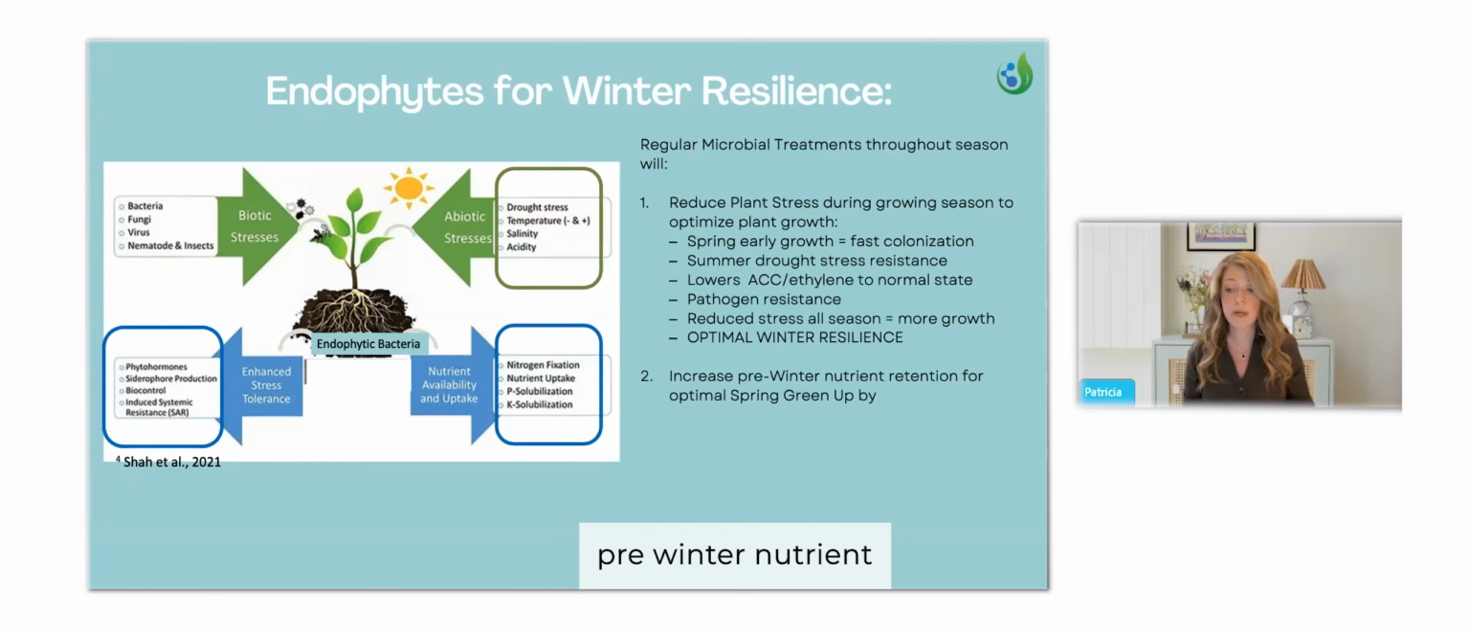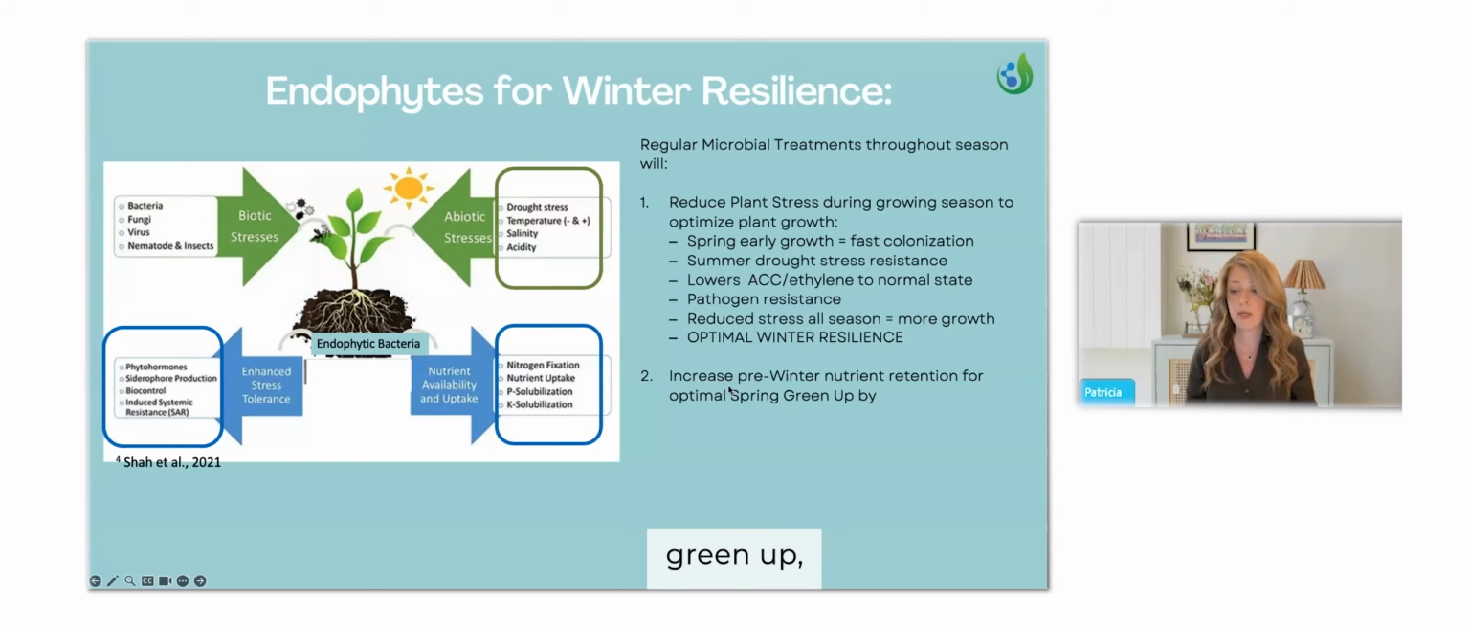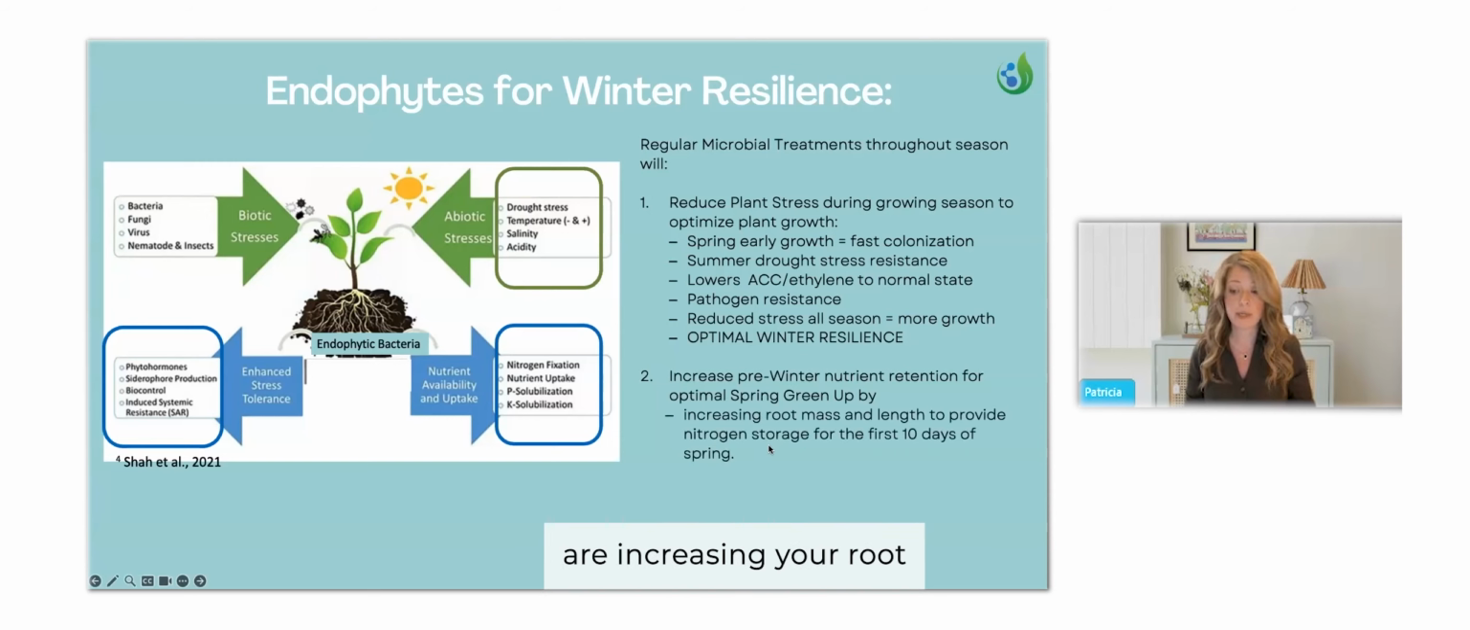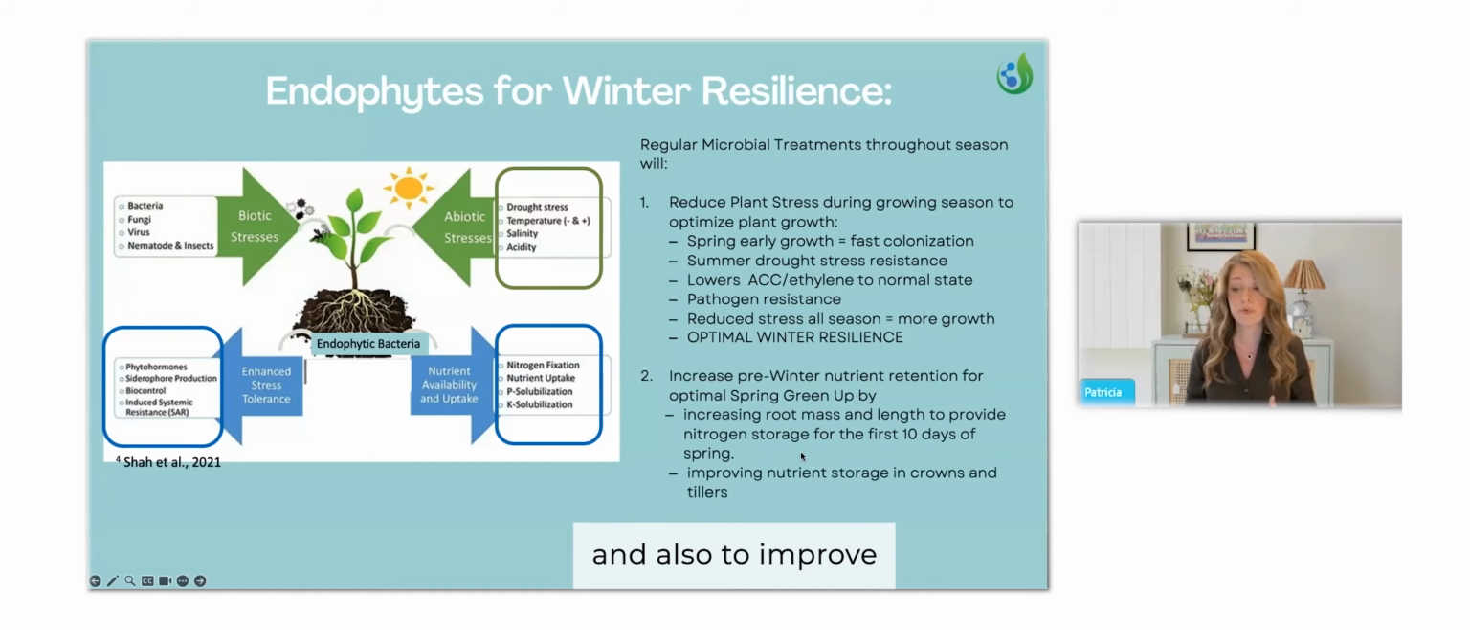So to increase pre-winter nutrient retention for an optimal spring green-up, the things to focus on are increasing your root mass and length to provide nitrogen storage in those first key 10 days of spring, and also to improve nutrient storage in the crowns and tillers.